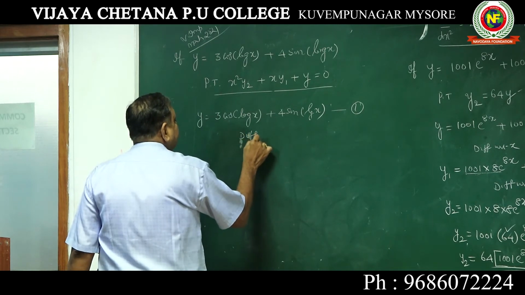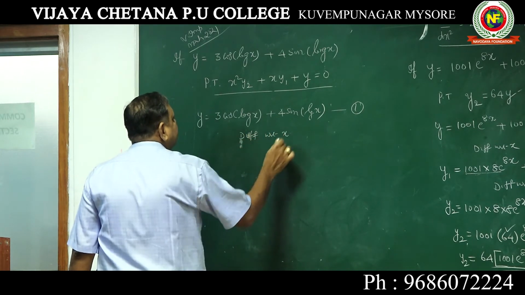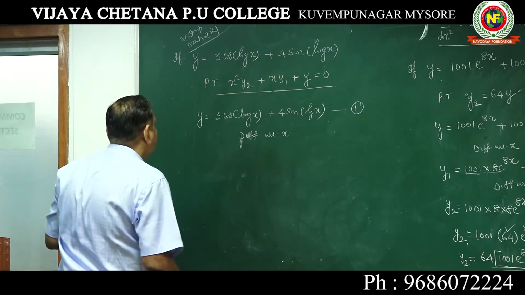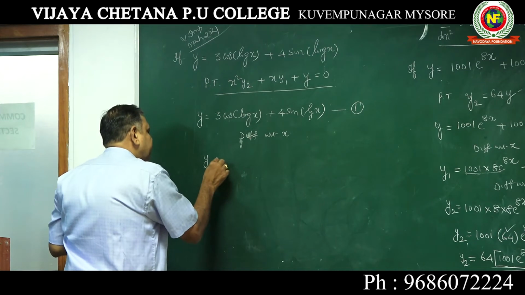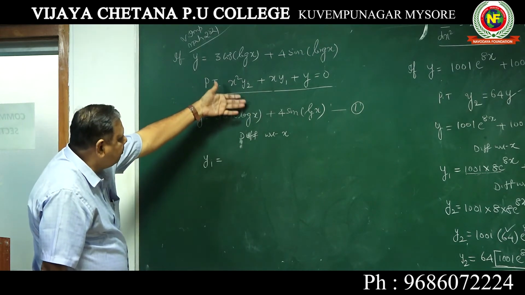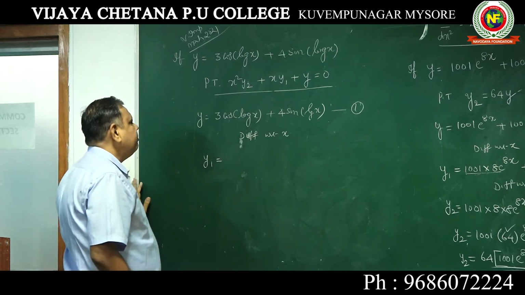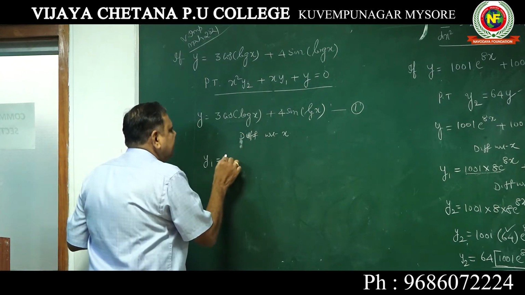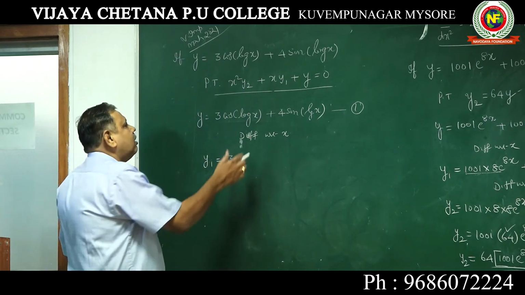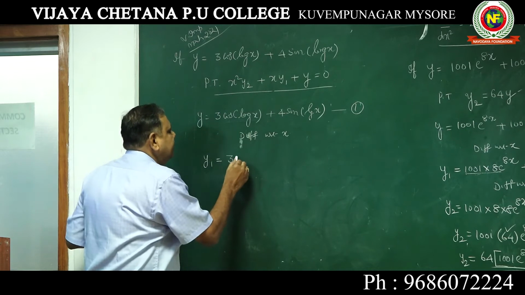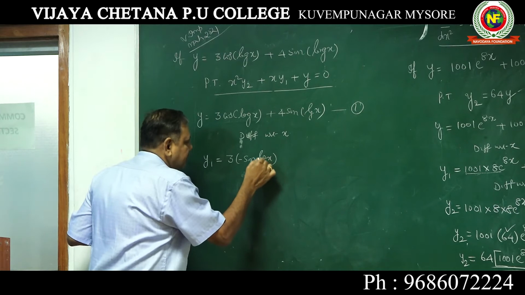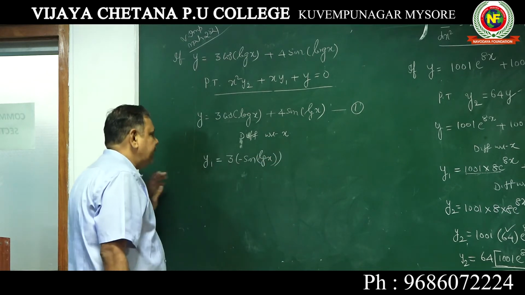Differentiate with respect to x. When you differentiate with respect to x, left side will become y1, because they have used y2, y1, use that one. If they have used d square over dx square, then use that. y1 is equal to, differentiate this, 3 is a constant. You should note, 3 is a constant. Cos log x, that is 3 into minus sin log x, minus 3 sin log x, very important.